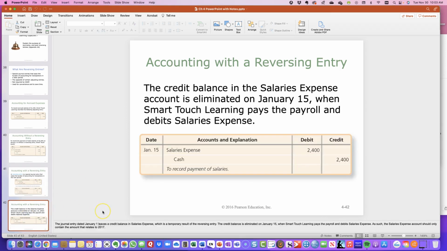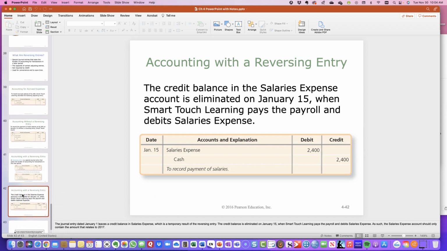Then when you do that, you can record your salaries expense of $2,400 on January 15th, because you've already accrued the $1,200 in December, and now you have your other $1,200. So it kind of nets out. And that's pretty much what we're doing here with these.